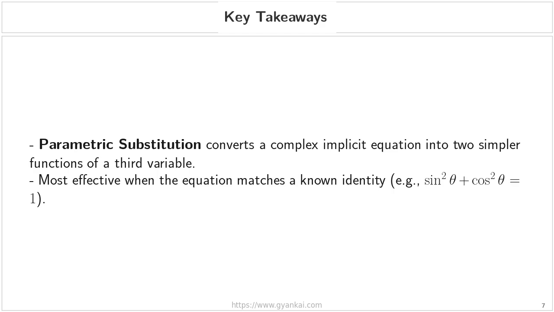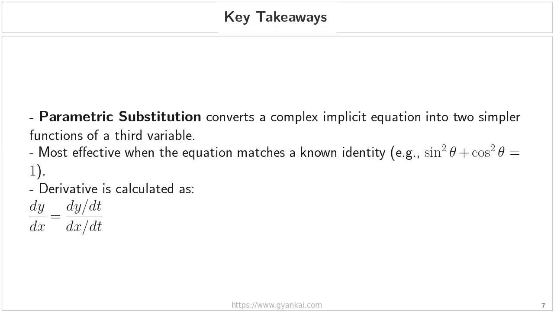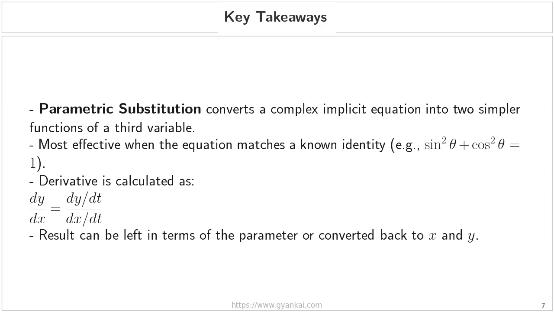As we discussed in the earlier slides, this approach is most effective when the implicit equation matches a known geometric identity. A prime example of this is the trigonometric identity, where sine squared theta plus cosine squared theta equals 1, which is why this method is so efficient for circular and elliptical forms. Regarding the calculation, the core formula we used throughout the process is that the derivative of y with respect to x is equal to the derivative of y with respect to t, divided by the derivative of x with respect to t.